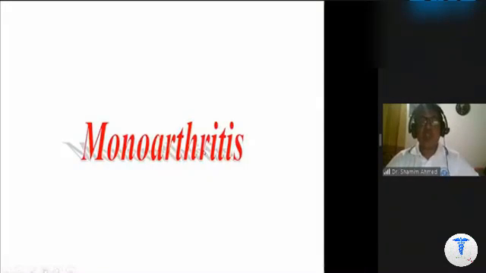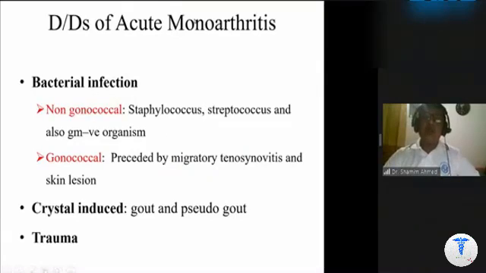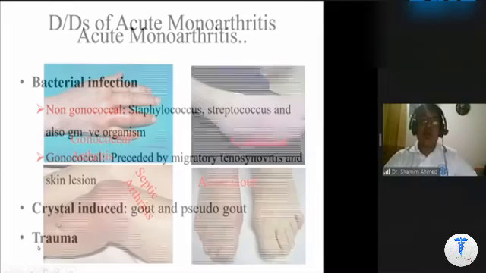Now, come to monoarthritis. When the patient presents with acute monoarthritis, it may be bacterial infection, crystal-induced arthritis, or trauma. Among bacterial infections, it may be non-gonococcal arthritis or gonococcal arthritis. In non-gonococcal arthritis, the most common organism is Staphylococcus aureus, maybe Streptococcus, and also gram-negative organisms. Gonococcal arthritis is preceded by migratory tenosynovitis and skin lesions. Crystal-induced arthritis is the acute presentation of gout and pseudogout, and also trauma.